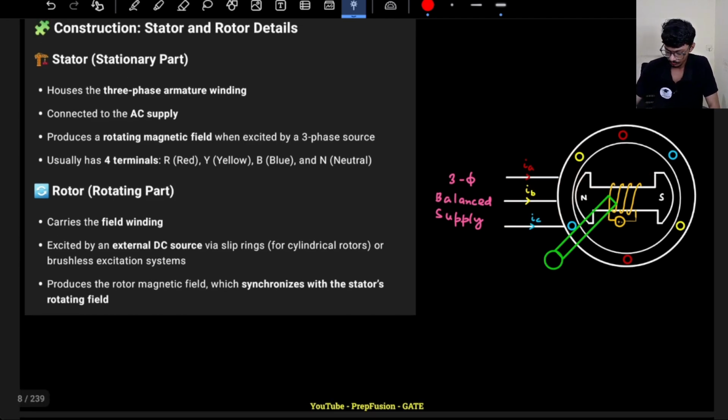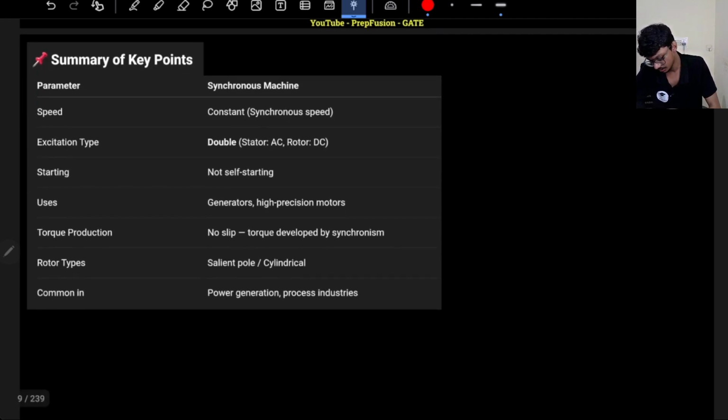The rotor side will carry the field winding excited by an external DC source via slip rings. We will see what the different kinds of rotors are. It produces the rotor magnetic field which synchronizes with the stator's rotating magnetic field. So this is basically a summary about the synchronous motor.